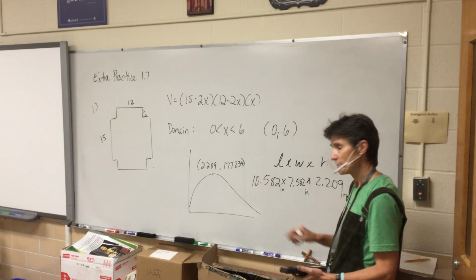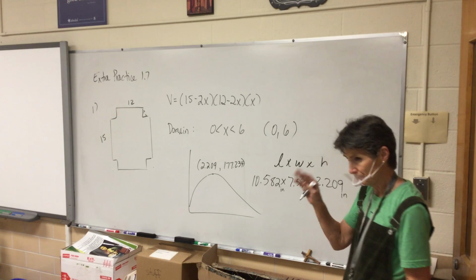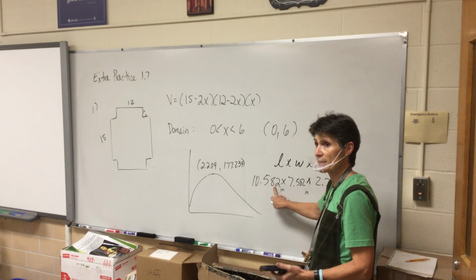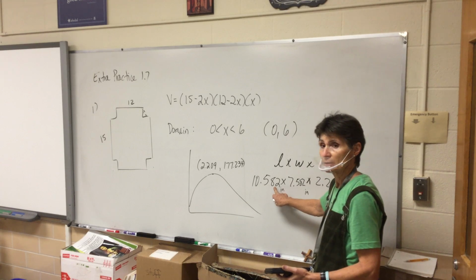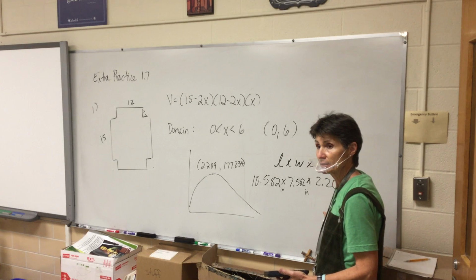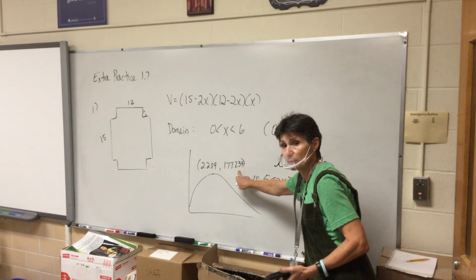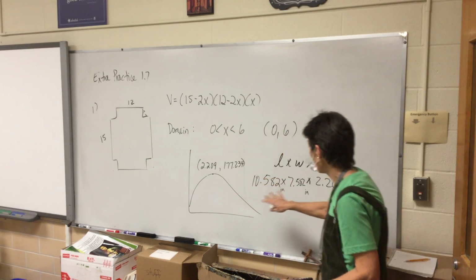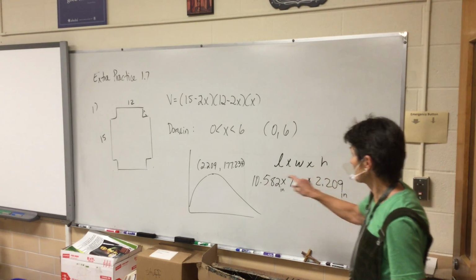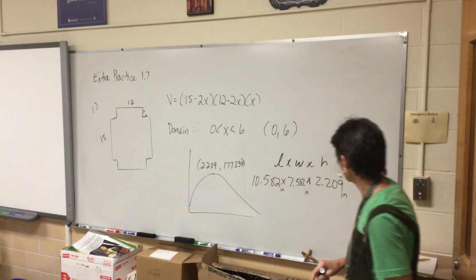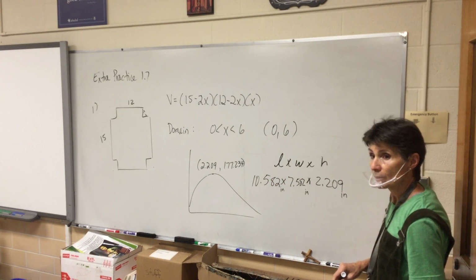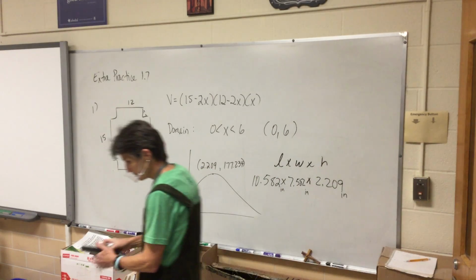And that's the answer, those are the dimensions. But what should happen if I multiplied all three of those numbers together? What should I get if I did length times width times height? Shouldn't I get that number right there? Yeah, that might be off a little bit because of round off error, but it should be really close to that number right there. Okay, all right. Everybody good with number 1?